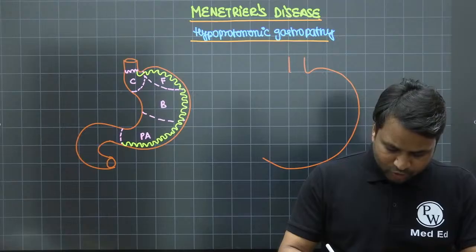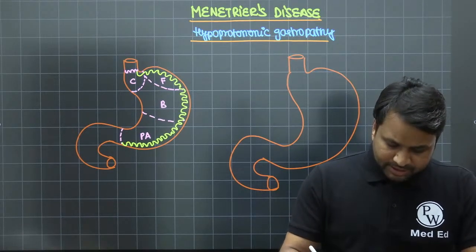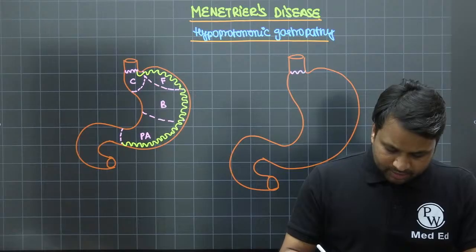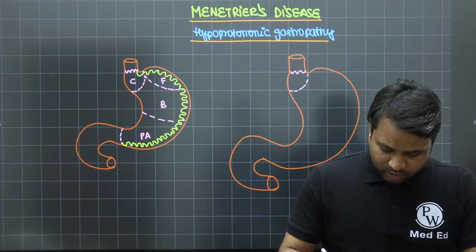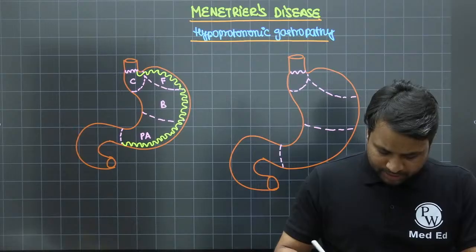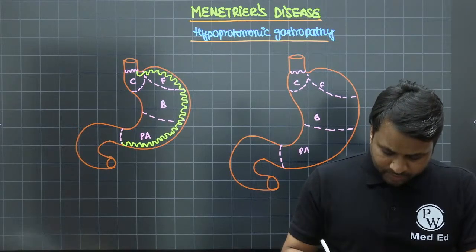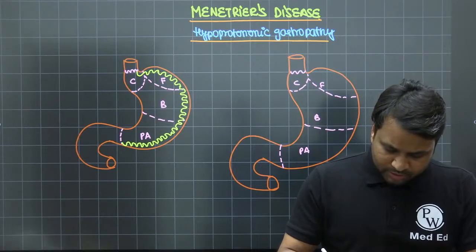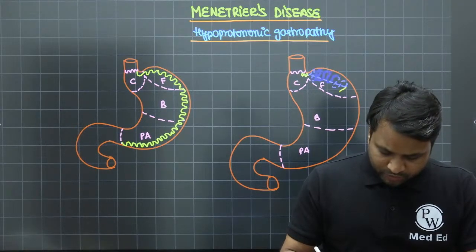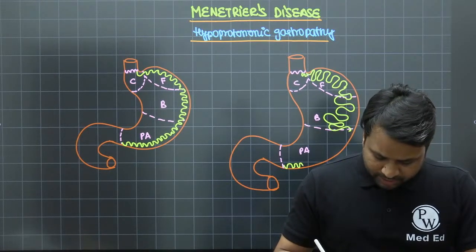There is hypertrophy of the mucosal cells, the mucus producing cells, especially in certain areas. This is the cardia, the fundus, the body, and the pyloric antrum. You see the mucus producing cells here remain normal, but in the fundus they become hypertrophied, and in the body they also become hypertrophied, but in the pyloric antrum they remain normal.